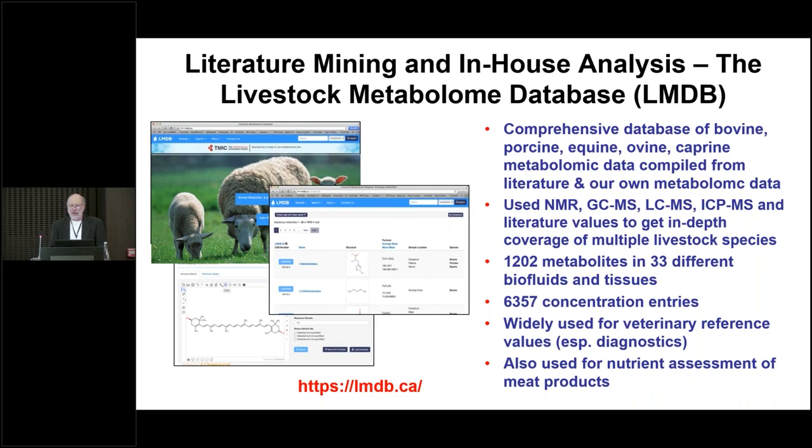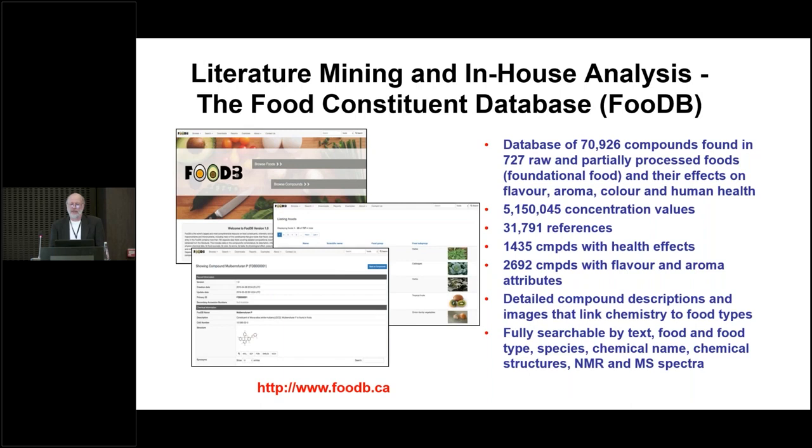And the utility for this one has been less in food, but more for veterinary reference values, which is, again, interesting because the intent wasn't for that, but it's always a surprise to see where people end up using the data. Our major effort is the FooDB. This is something that we started more than 10 years ago.